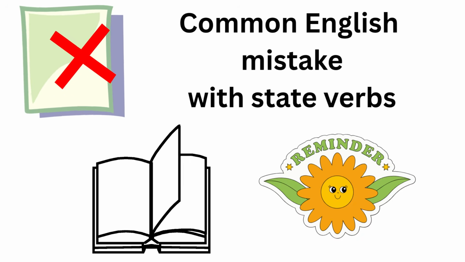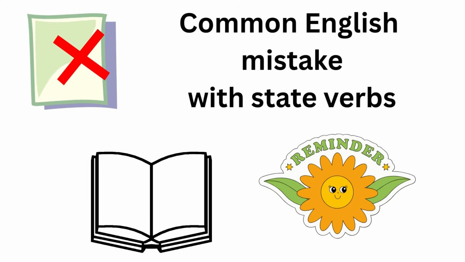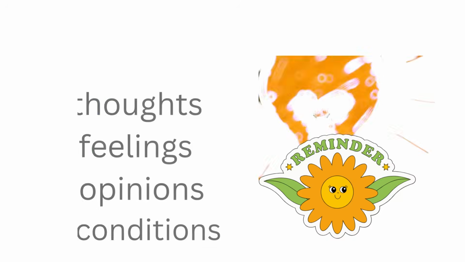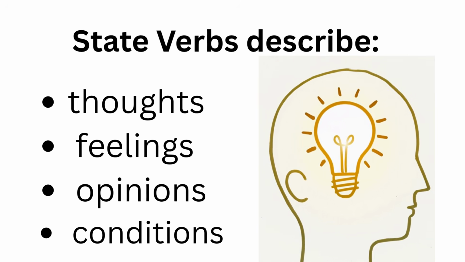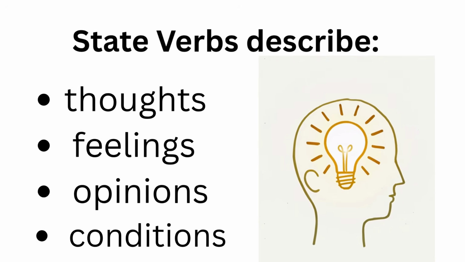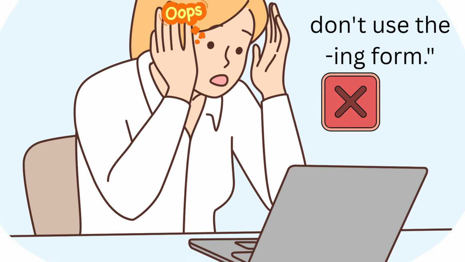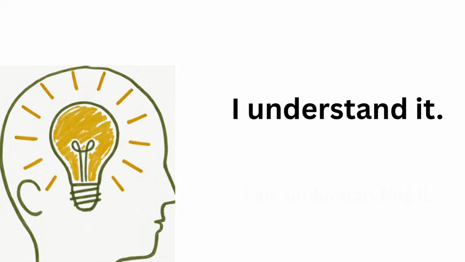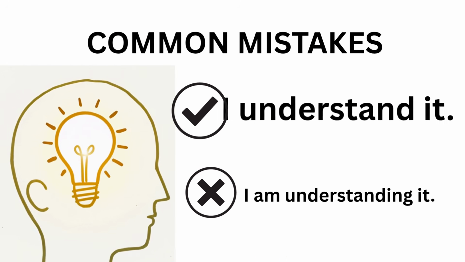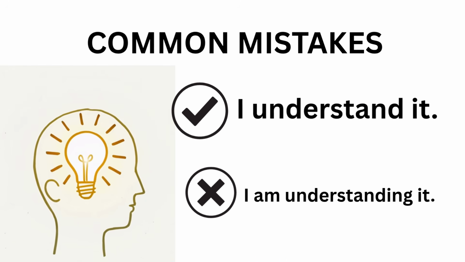Today let's learn a common English mistake with state verbs. State verbs describe thoughts, feelings, opinions, or conditions. Because they describe a state, they usually don't use the ing form. Instead of saying, I am understanding it, say, I understand it.